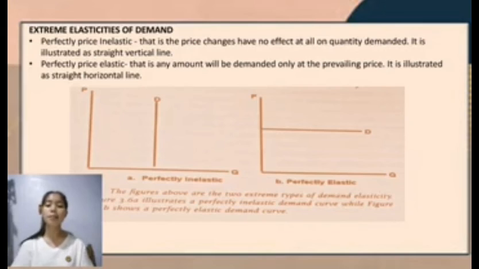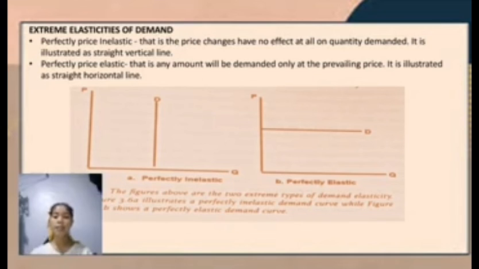At the extreme, demand can be perfectly price inelastic, that is, price changes have no effect at all on quantity demanded. And this is the perfectly inelastic demand curve. It's illustrated as a straight vertical line. You can see the price and quantity. Why is the demand a vertical line? Because even if the price increases by more than 100%, still the amount of the good that will be bought will be equal. So that's why the demand is a vertical line.